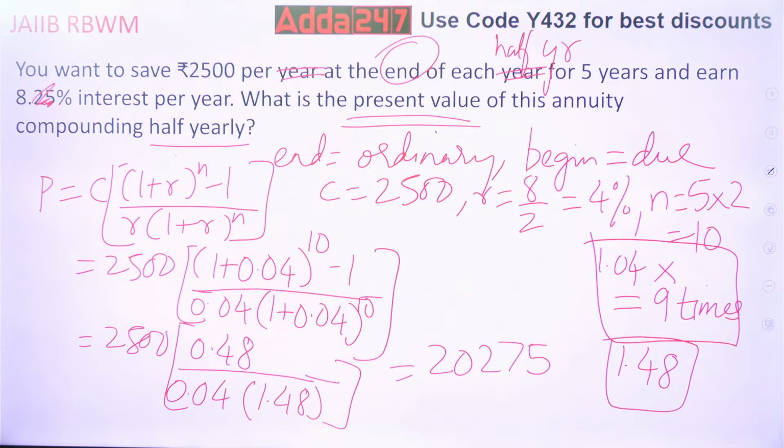2500 into 0.48, okay, equals to this 1200 divided by 0.04, so equals to 30,000 upon 1.48. So 2270. No, right answer is right.